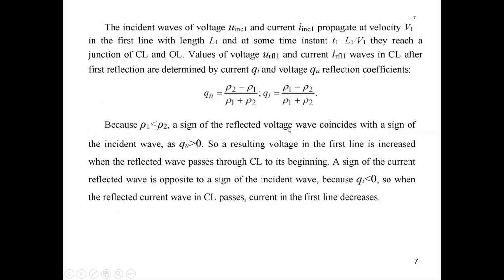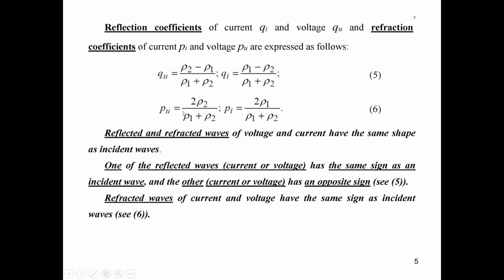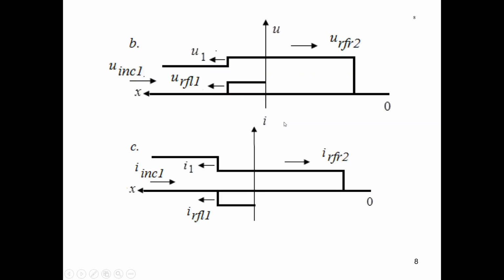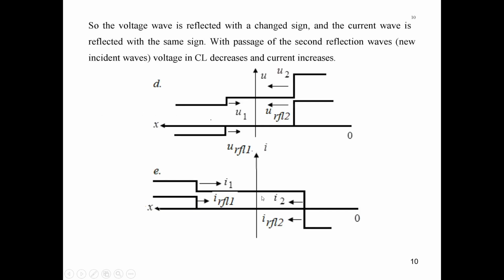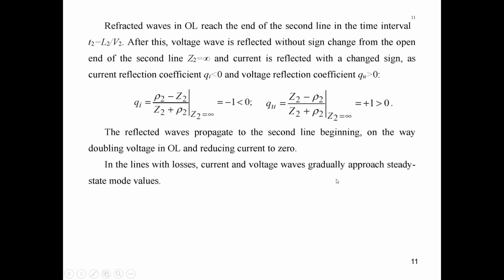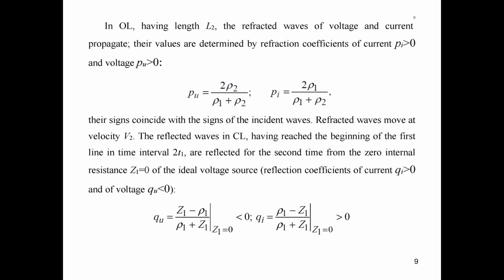We can use this expression for the refraction coefficient. We can write down that Qu equals 2ρ2 over ρ1 plus ρ2, and Qi equals 2ρ1 over ρ1 plus ρ2. So we write it down, and therefore from this expression we can write down the connection between the incident wave and the refracted wave in the second line.